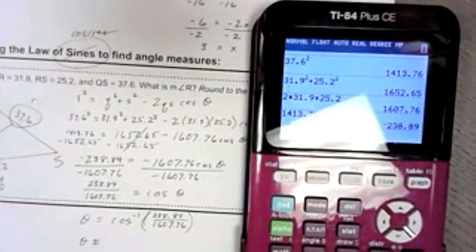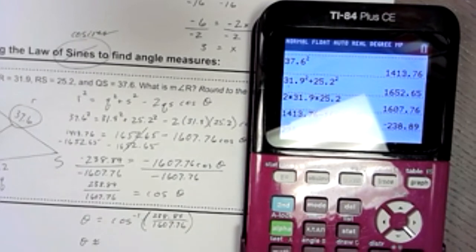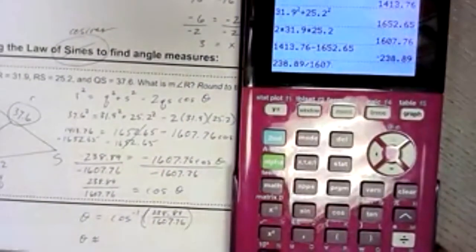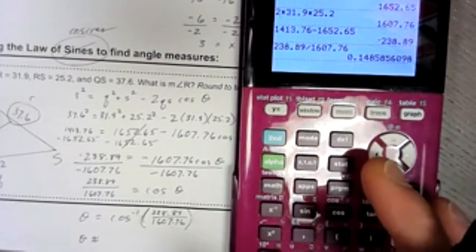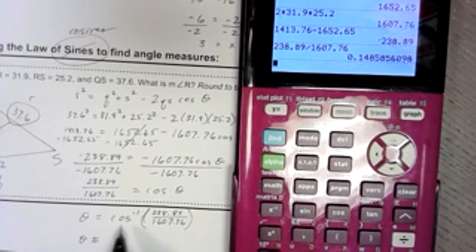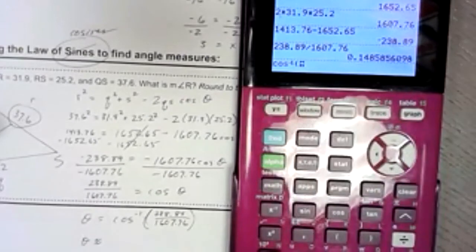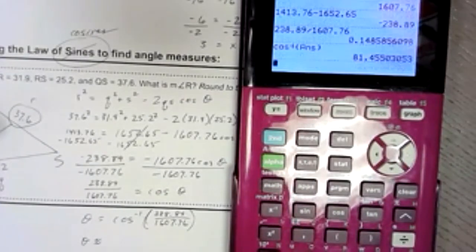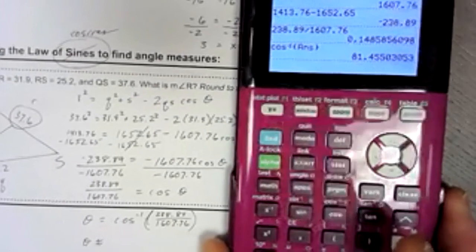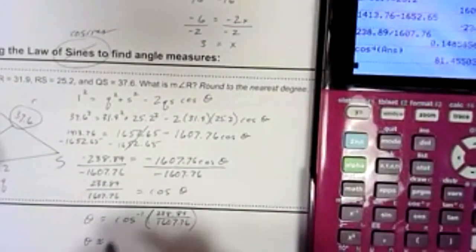So let's go. 238.89 divided by 1607.76 equals. All right, now that's the number that I need to take the inverse cosine of. So now I'm going to do second cosine, and then my answer for my previous, close parentheses, equals. And that tells me that theta is approximately 81.5 degrees.